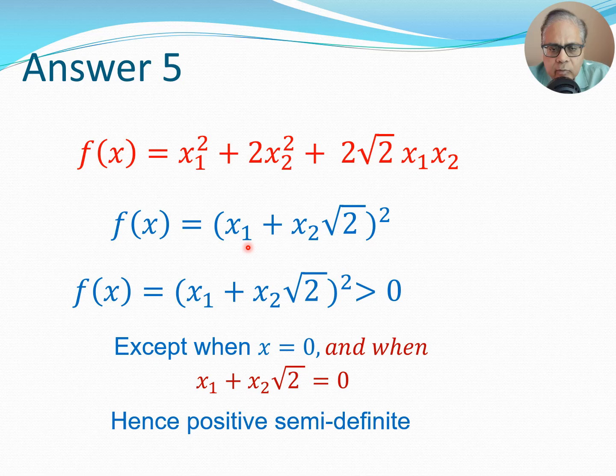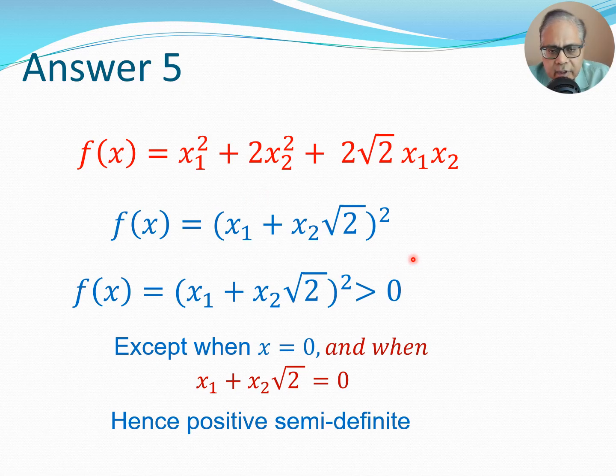So let's check out the formula. So this will be x1 square. The second term will give me x2 square into 2, and the third term is going to become 2 into x1 into x2 into root 2. So that's this term here. So now I can look at this f of x and I know that this is going to be positive because this is a square.